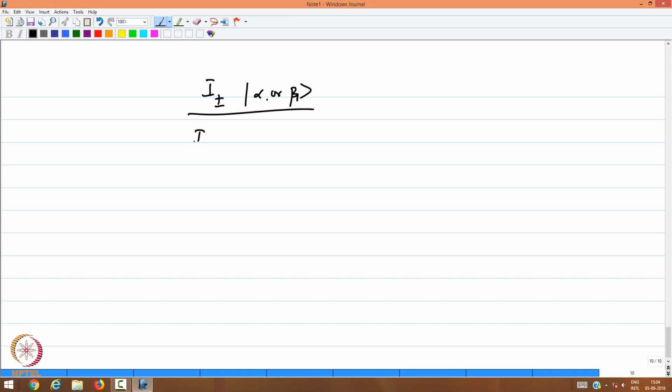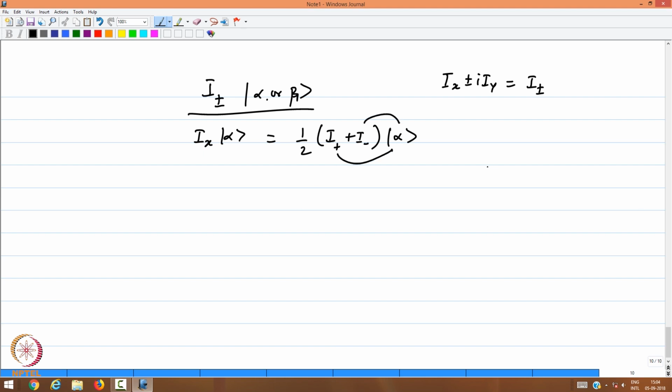Now, therefore, what is Ix on alpha? Ix on alpha is I plus plus I minus by 2. Remember, Ix plus or minus Iy is I plus or minus. Therefore, if you add these two, you get I plus plus I minus is equal to 2 Ix, and therefore, the action of Ix on the state alpha is the same as that. And you know I plus on alpha is 0 and I minus on alpha gives you beta. Therefore, the answer is 1 by 2 beta.